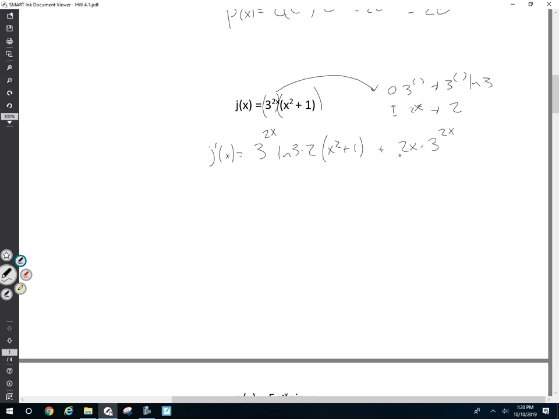Know that you can't multiply that 2 and that 3. You can't do any of that. I'd probably leave it like that. Maybe be prepared to factor out the 3 to the 2x. And you've got something crazy. Maybe you could simplify this more. Maybe not. Whatever.